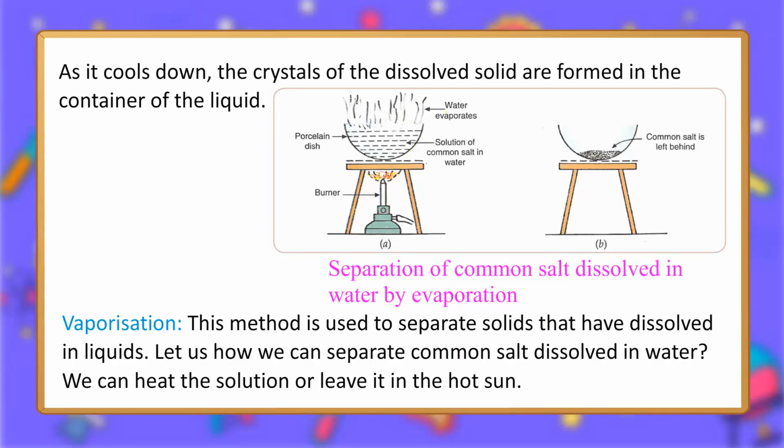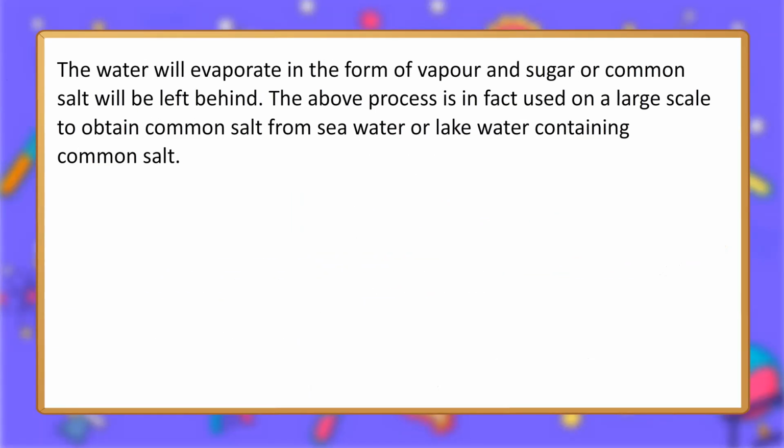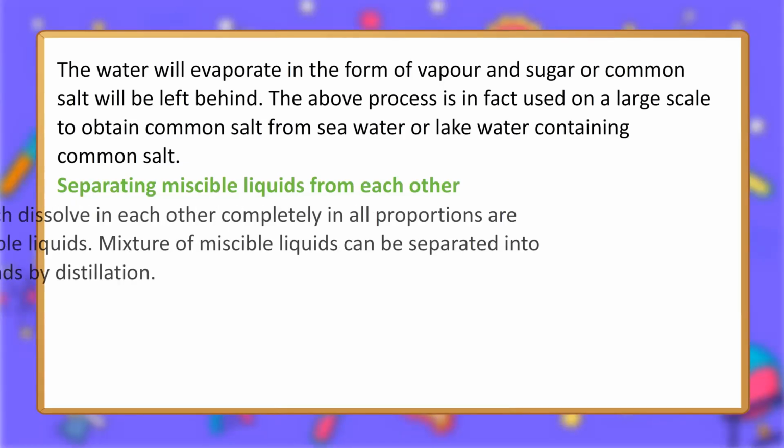Evaporation. This method is used to separate solids that have dissolved in liquids. Let us see how we can separate common salt dissolved in water. We can heat the solution or leave it in the hot sun. The water will evaporate in the form of vapor and sugar or common salt will be left behind. The above process is in fact used on a large scale to obtain common salt from sea water or lake water containing common salt. Separating miscible liquids from each other.